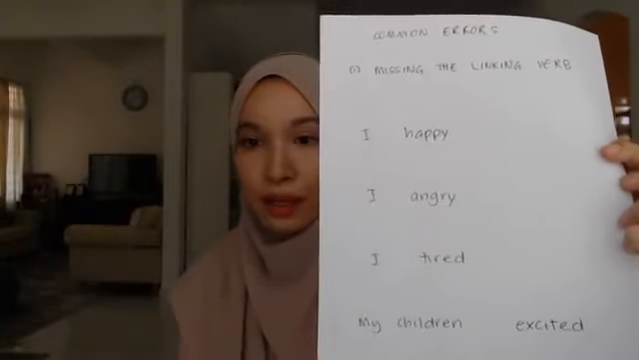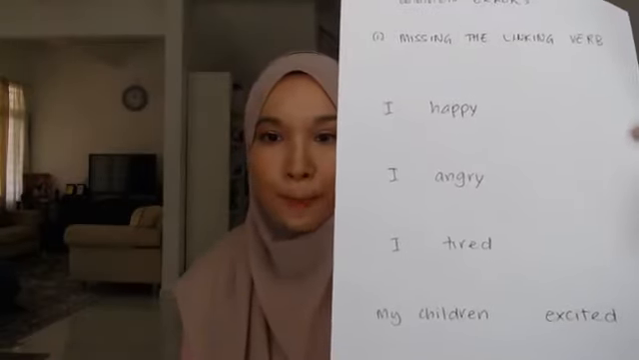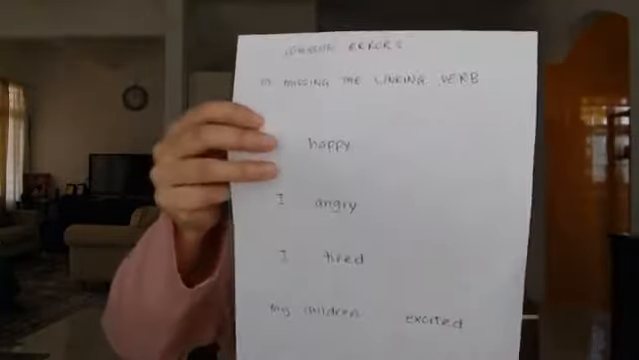So that means that I'm going to cover the first mistake that people make when it comes to expressing their feelings. And this is normal. People make this mistake because they just want to get straight to the point, maybe, or because they don't know the right structure, the proper structure. So look at this one. How do we fix this one? This is missing the linking verb. I happy, I angry, I tired, my children excited. Okay? What is missing? Obviously, I've given the answer, but this is one of the common errors.